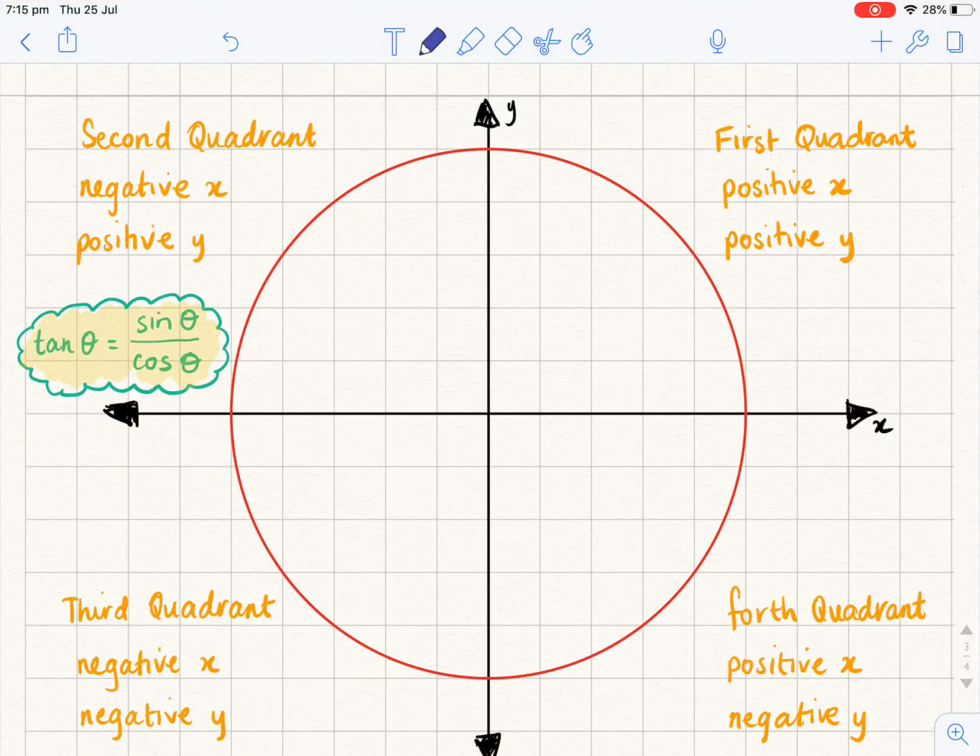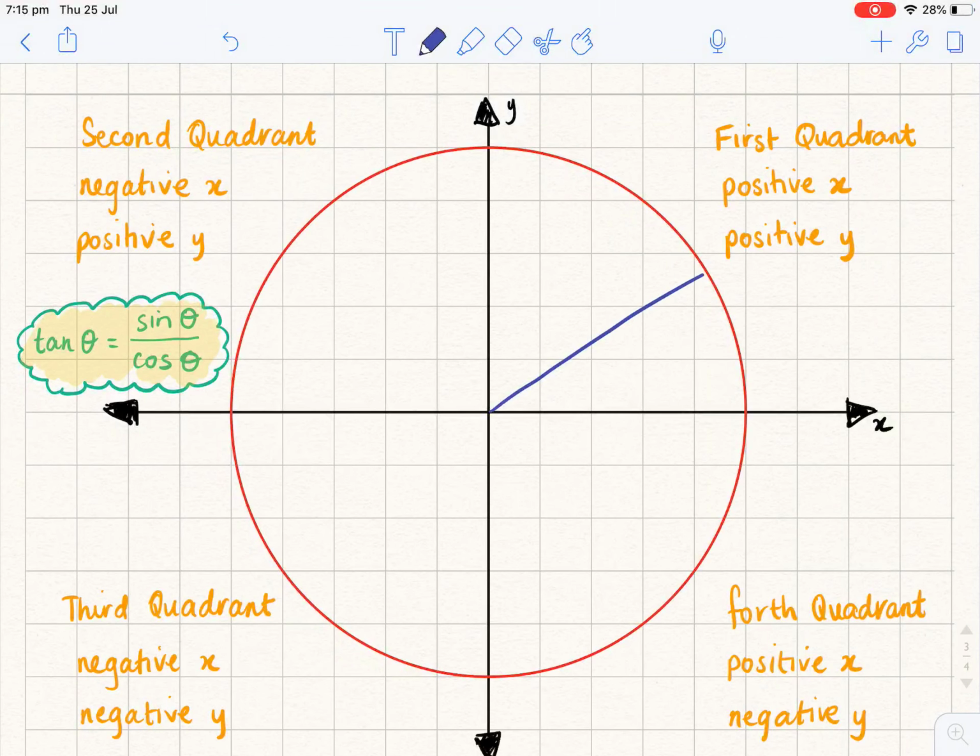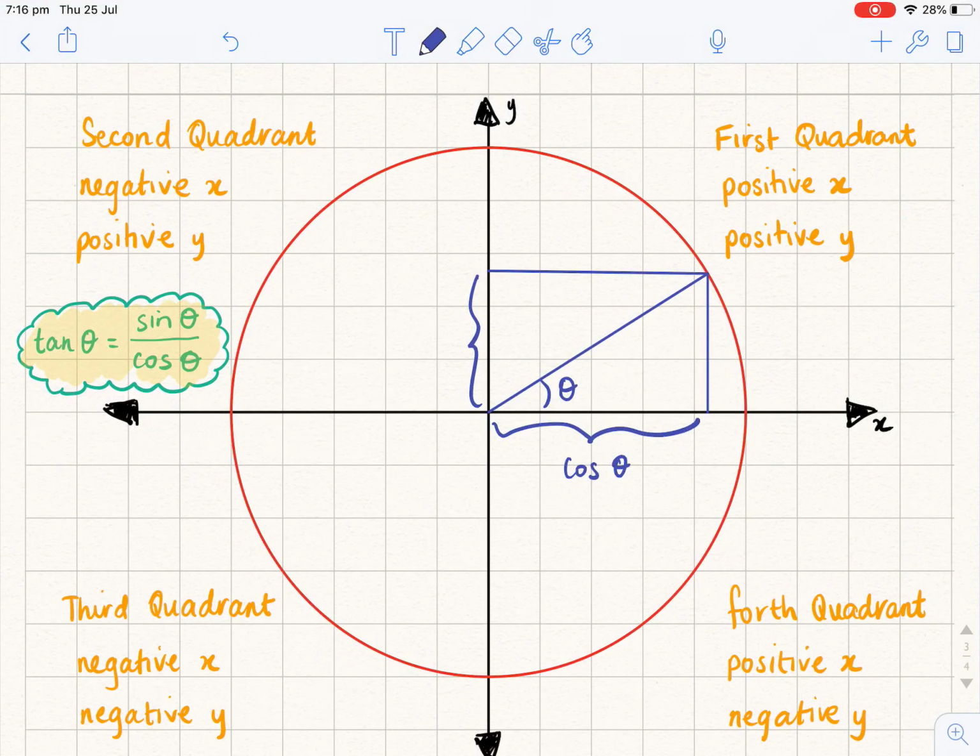Okay, in the next video we're going to have a look at when sine is positive and negative, when cos is positive and negative, and when tan is positive and negative. So from what we've looked at with the unit circle in the past, we know that for any angle, the horizontal distance is equal to cos and the vertical distance is equal to sine.